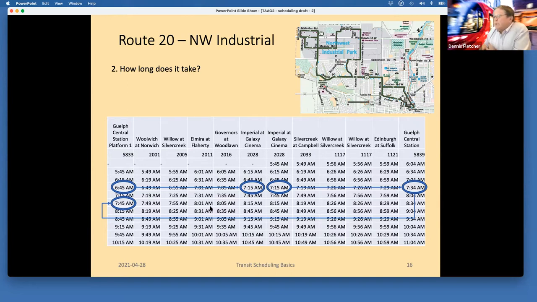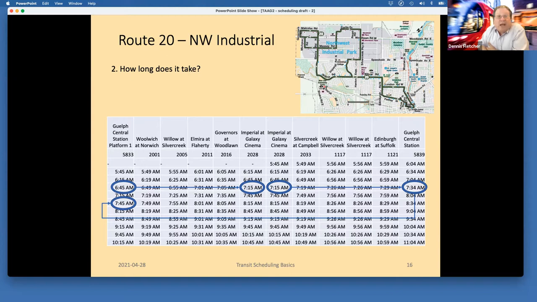In the Route 20 example, we see that there is no time allocated for recovery at the Galaxy Cinema. We can also see from the map that the Galaxy Cinema, if I find it right here, is not really at what you might think of as the end of the route. So why is that? First, the end of the route is a large loop. And loops are problematic for a scheduler because there's no defined end of the route.